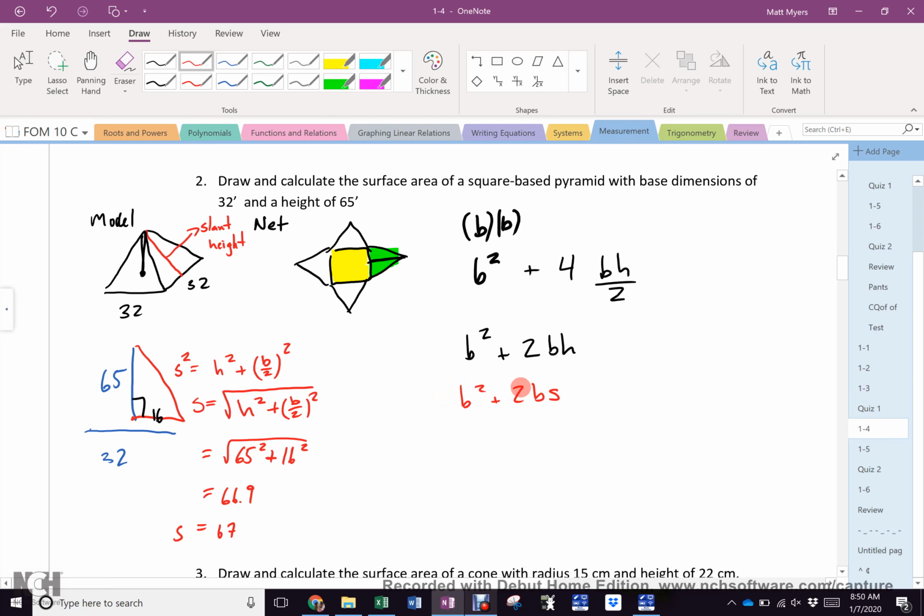Can I do the surface area now? What goes in for B? 32 squared plus 2. What goes in for B? 32. What goes in for S? 67. And what is the surface area of this pyramid? Use your calculators to figure it out.